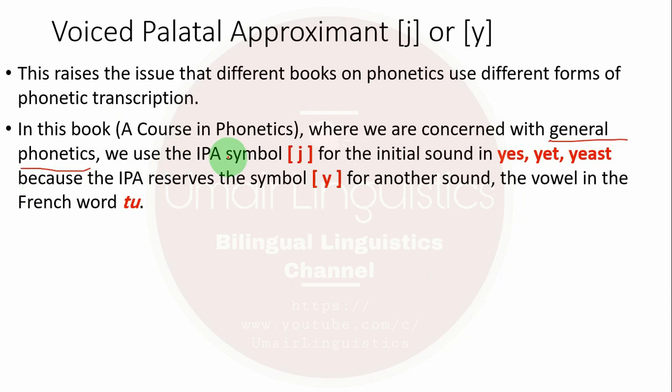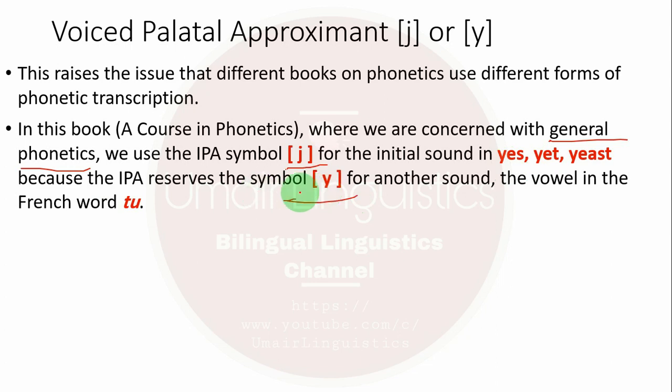So there we use the IPA symbol J. In IPA we have both these symbols. For general phonetics we shall use this symbol, which usually appears in the sounds at the beginning of words like yes, yet, yeast. However, IPA also has this symbol which is just like Y, but it is also pronounced like J or a little bit different. We'll discuss it later.